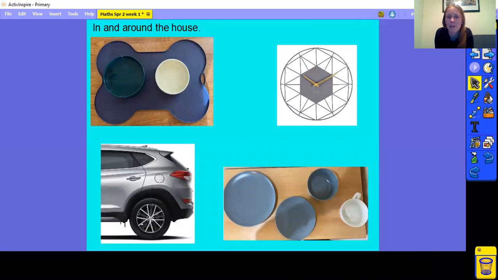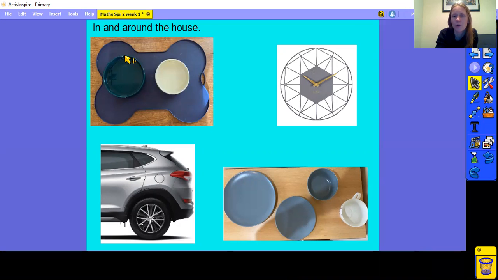Now let's look at them together. Some of these are a little bit trickier to spot. Let's have a look at the easier ones first. So here are my dog's food bowls, and they are circles. They have one curved side that goes all the way around, and that makes it a circle shape.